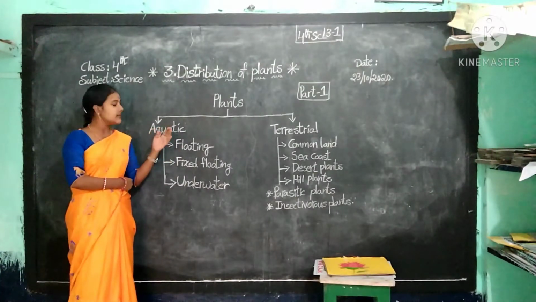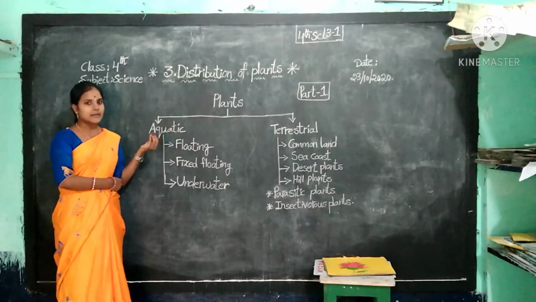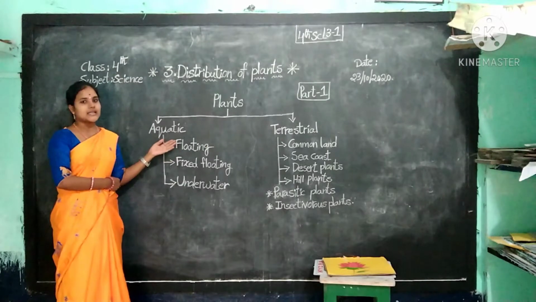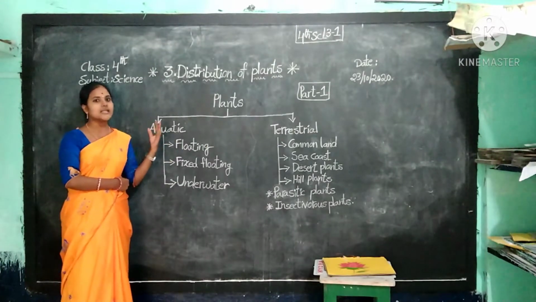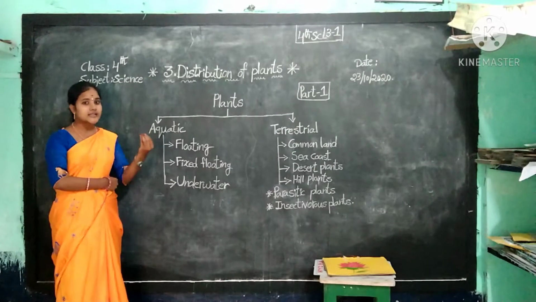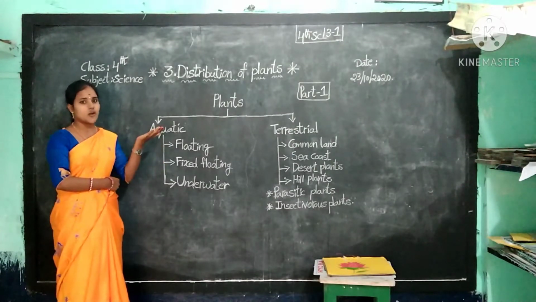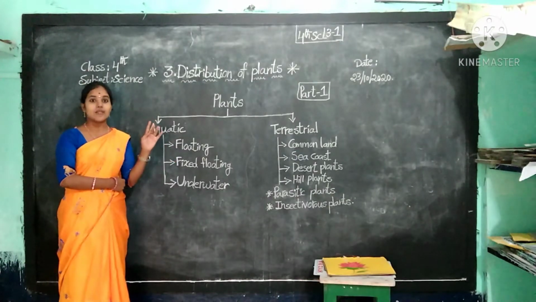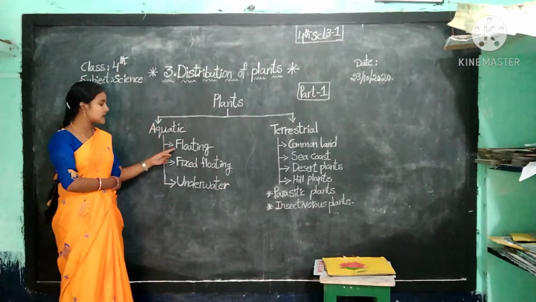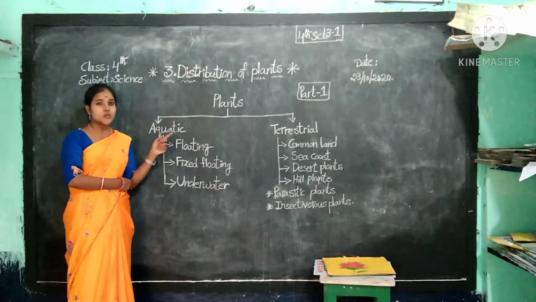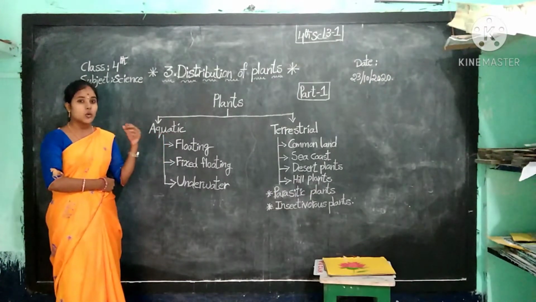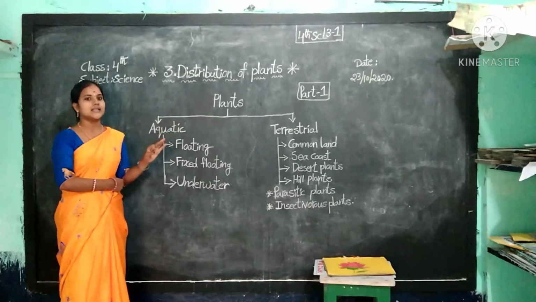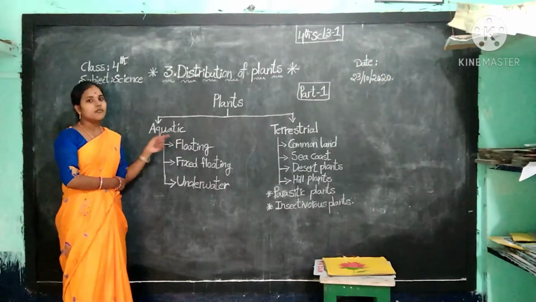Once again I tell, the floating plants are nothing but water plants that float on the surface of the water. They have small, light and spongy roots, so they do not fix in the soil. So they float on the water. Examples for floating plants are duckweed, water lettuce and water hyacinth. Observe clearly, children, because there are so many difficult words. Duckweed, water lettuce and water hyacinth. These are the examples for floating plants.